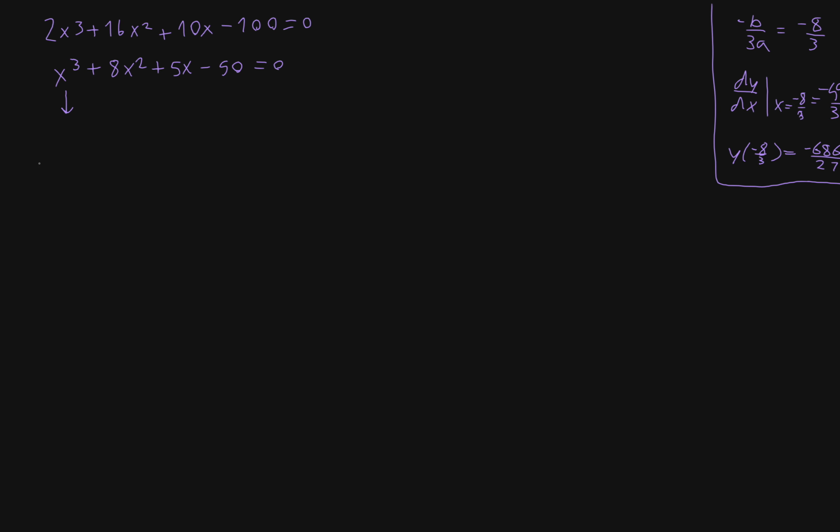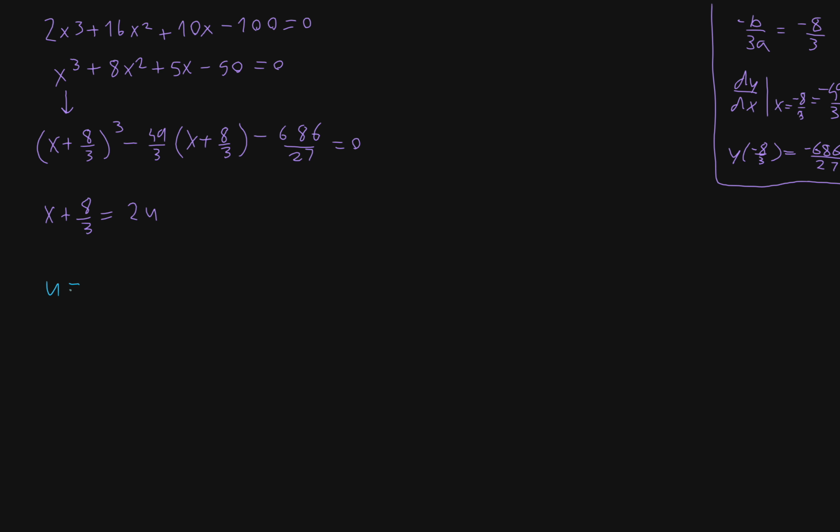I'm going to reduce to a depressed cubic now. So we're going to have x plus 8 over 3 cubed minus 49 over 3 times x plus 8 over 3, and then minus 686 over 27 is equal to 0. So we're going to solve for x plus 8 over 3. The discriminant is equal to 0, so u and v are the same. It's just going to be 2 times the quantity.